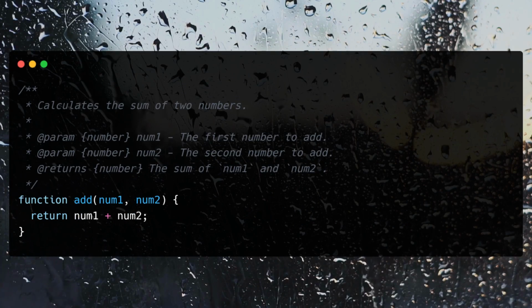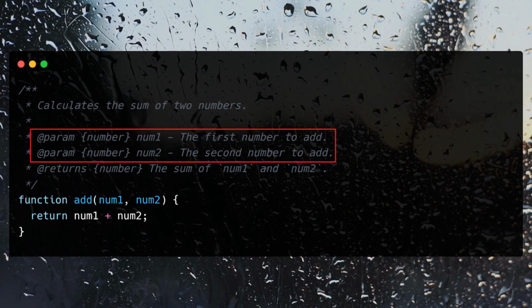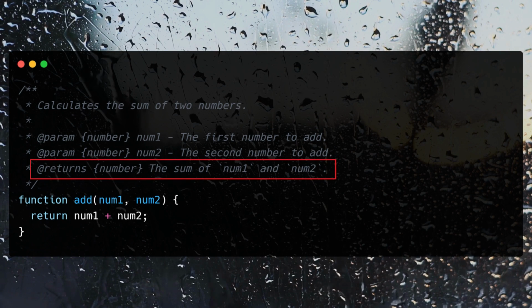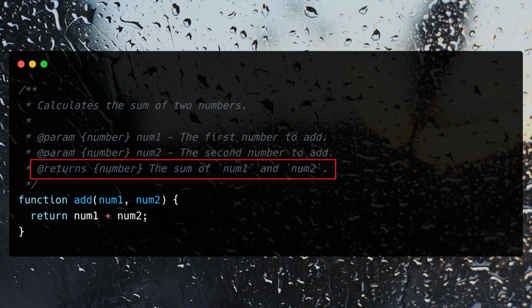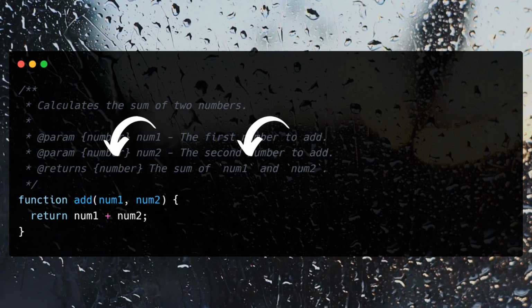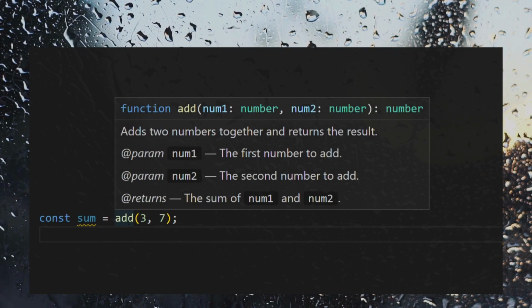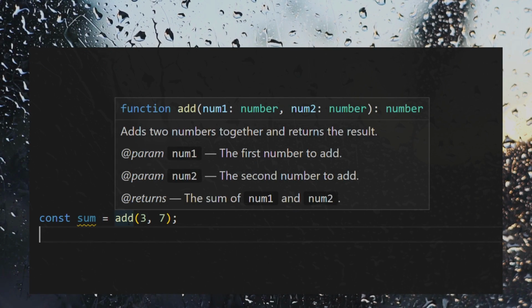In this example, the @param tag is used to describe each parameter, including its name, type, and a brief description. The @returns tag is used to describe the return value, including its type and a brief description. With these comments, modern IDEs will help you understand the function by just hovering over it.